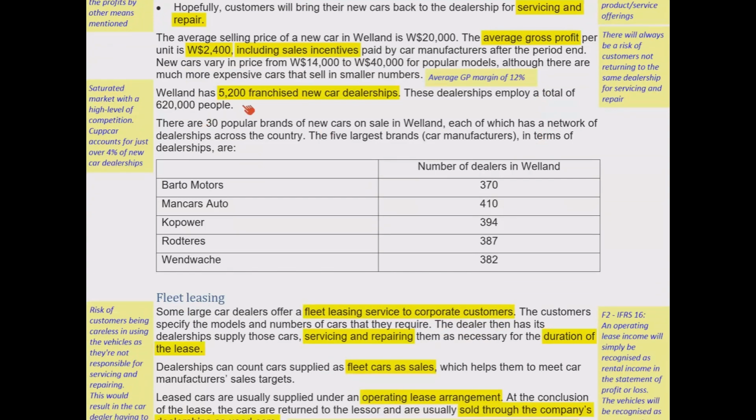Now, this is where it points out to us really how saturated the Welland market really is. There are 5,200 franchise new car dealerships. So those locations, the photo we saw at the start, there are 5,200 of them across Welland. Now, obviously, we don't know how they are spread. And it might be that there are still geographical areas of Welland that are underrepresented. And they might be areas that Cuppcar could think of setting up and investing a new dealership location in.